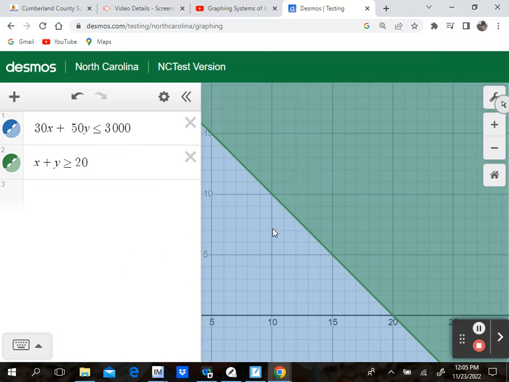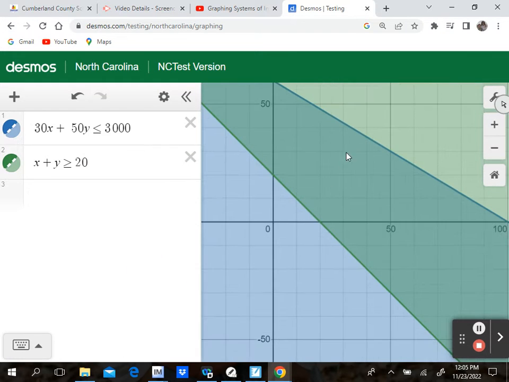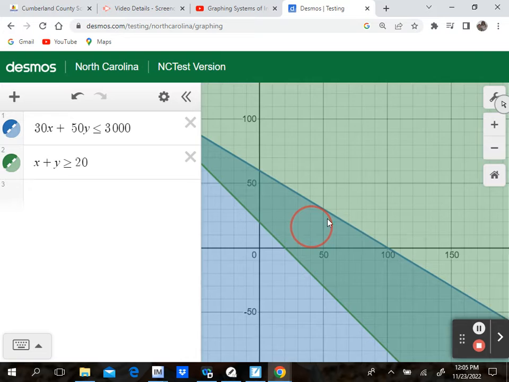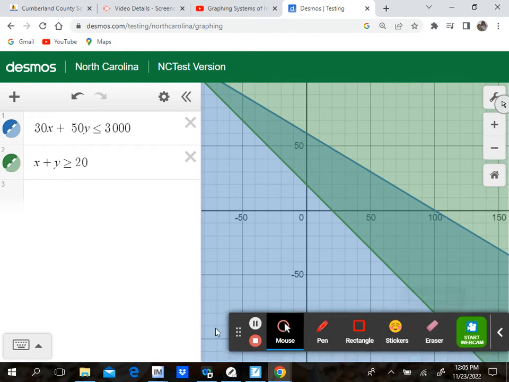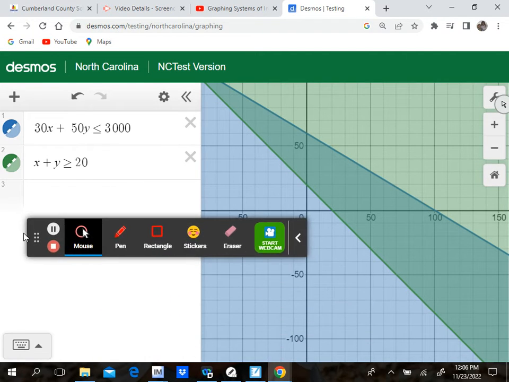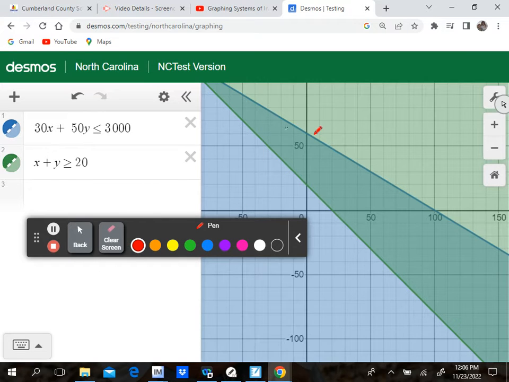Okay, so here we are. All right, zoom around. Remember, we only want this first quadrant. So we're going to zoom out. Okay, so it's right in here. As everybody sees, this is the only part they care about, right in here.